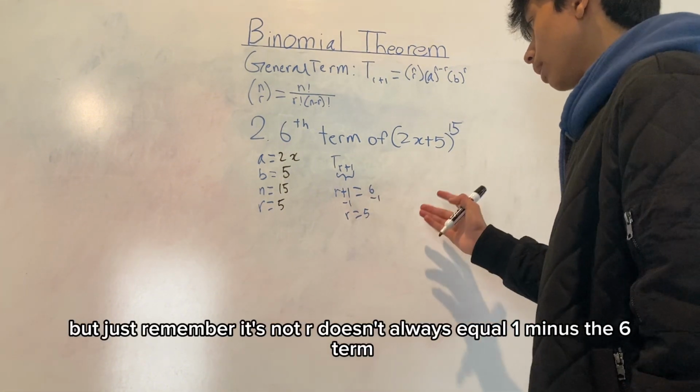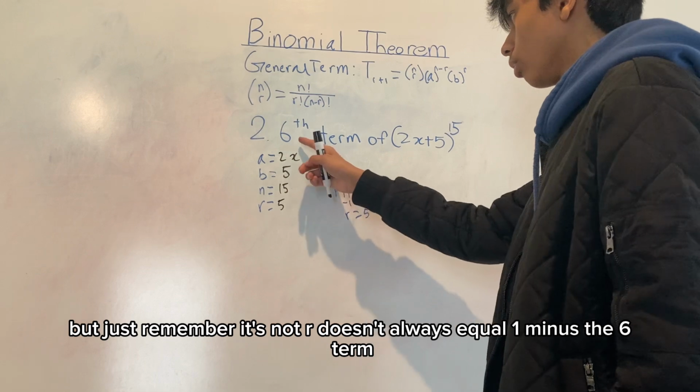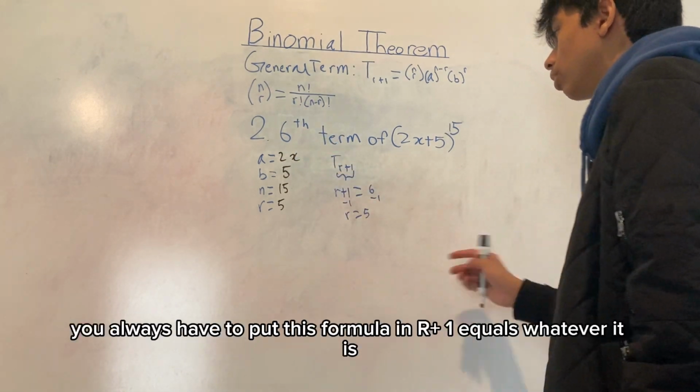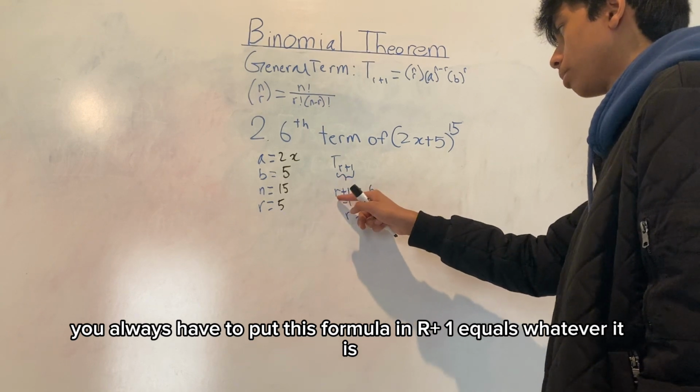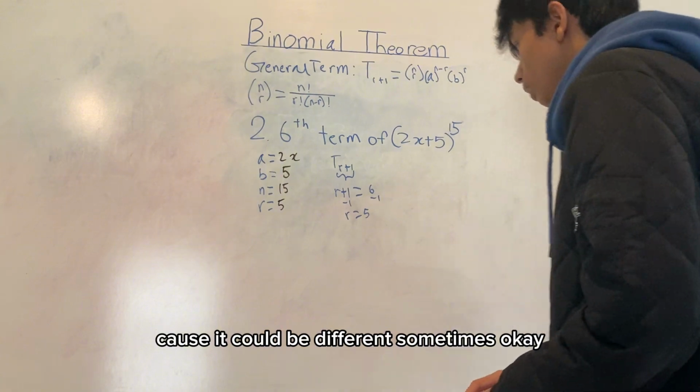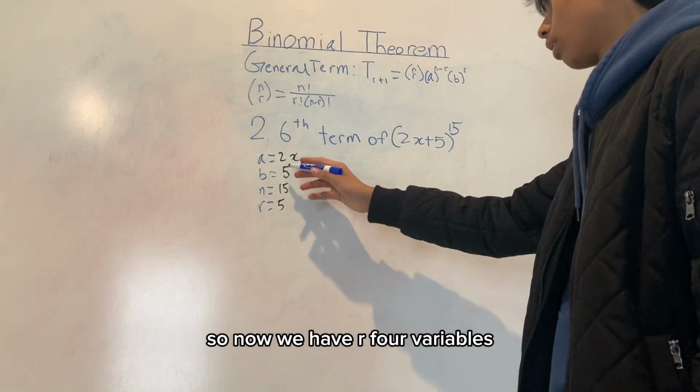But just remember, r doesn't always equal the term number minus 1, so don't just make a general idea for that. You always have to put this formula in, r plus 1 equals whatever it is, because it could be different sometimes. Okay, so now we have our 4 variables.